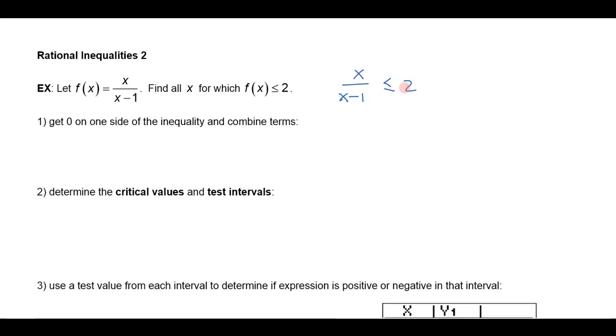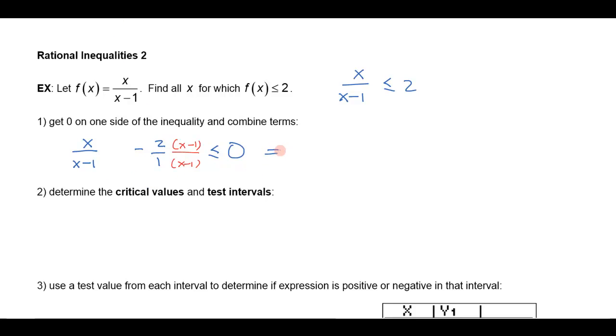What I need to do is I have to get 0 on one side. So I have to bring the 2 over on the left. So I'm going to write this as x over x minus 1 minus 2 over 1, and that's going to be less than or equal to 0. Now you notice I left some space on each side of these terms because once I get them on one side together, I'm going to have to combine them. I'm going to have to get a common denominator. So I'm going to multiply this by x minus 1 over x minus 1, and then that will give me the common denominator.